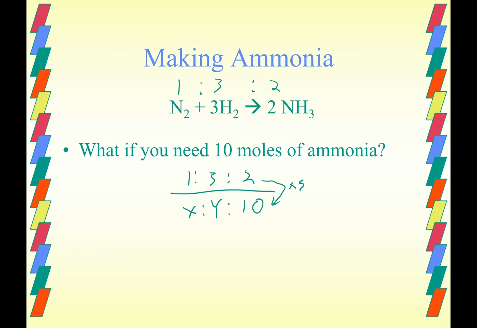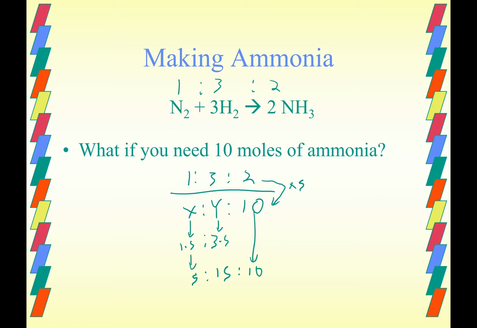So we would multiply 1 times 5, and we'd multiply 3 times 5 to get us our proportional numbers. This would give us 5 to 15 to 10. So in order to get 10 moles of ammonia, we need 5 moles of nitrogen and 15 moles of hydrogen.